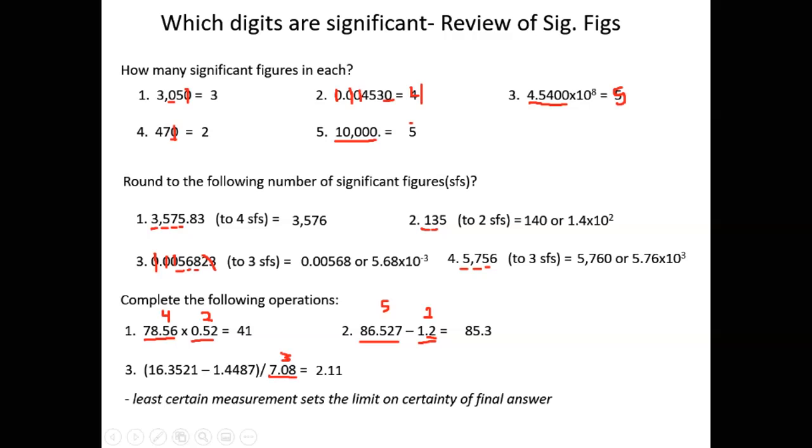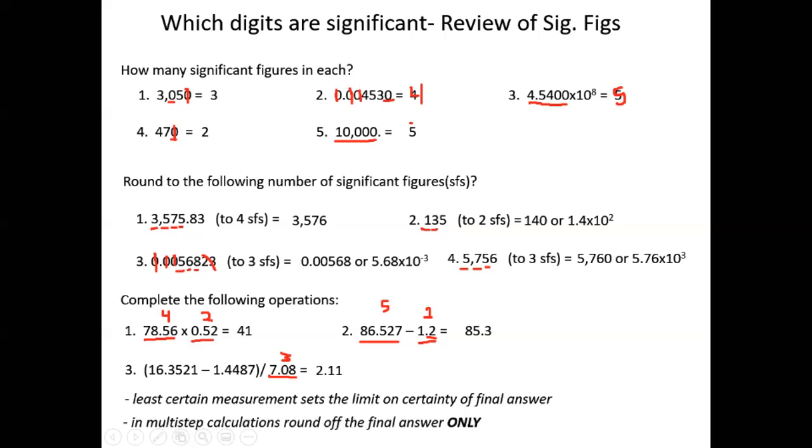So just to recap, when you're looking at multiple operations, so a combination of addition, subtraction, multiplication, and division, the least certain measurement or number sets the certainty on the final answer. So since 7.08 had 3 significant figures, our answer has 3 significant figures. And then lastly, when you have multi-step calculations, it's recommended not to round until the final answer, because if you round in the middle, it could develop error in your answer.